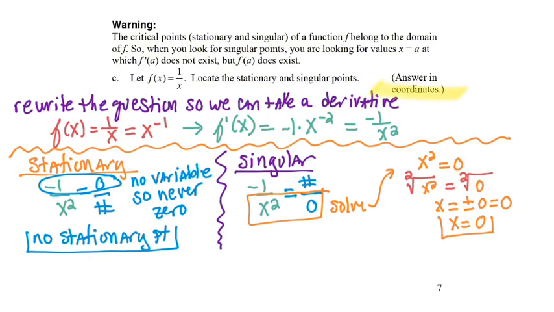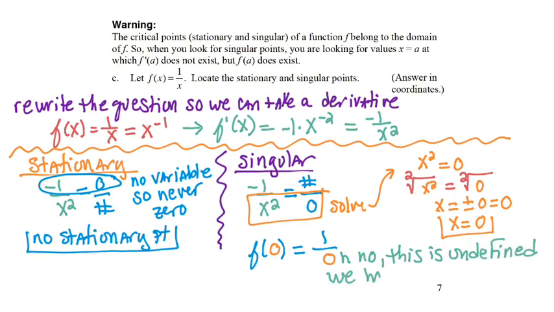Because I need to answer as a coordinate, this is where the issue of the domain comes into play. I found a critical value. I do have a critical value at x equals 0. But when I go to list it as a critical value, when I go to find the function of 1 over x, and I plug in my 0 value, what happens is, oh no, this is undefined, and we have to throw this answer out.